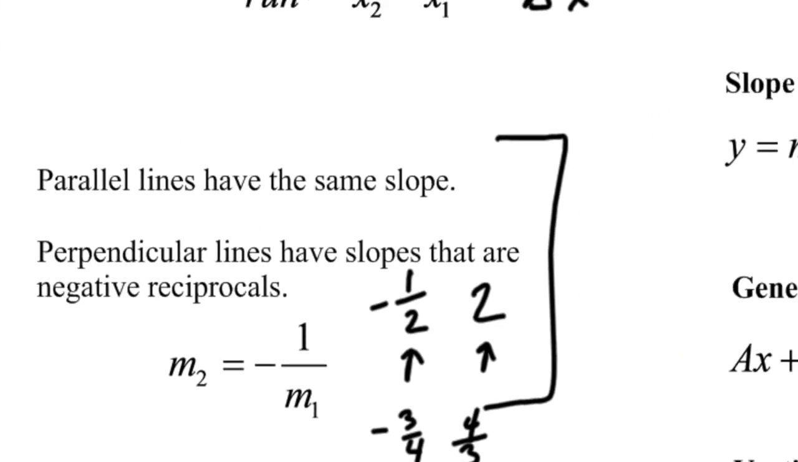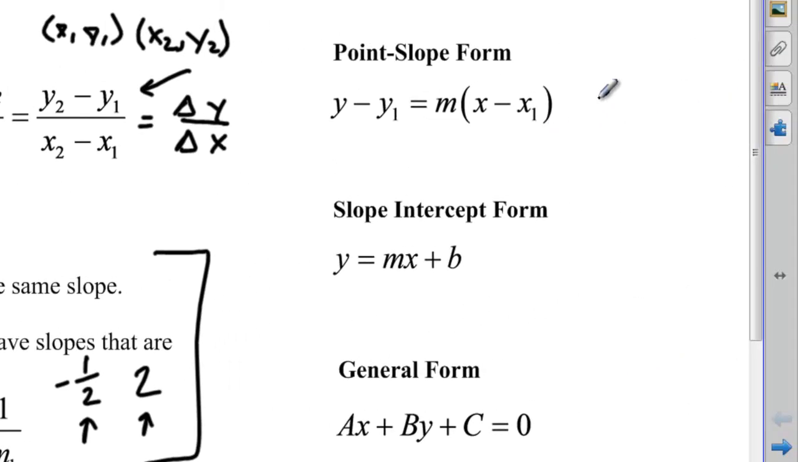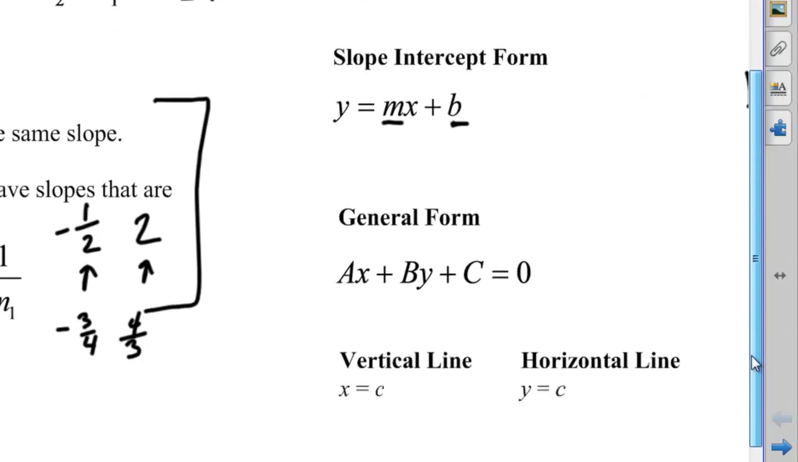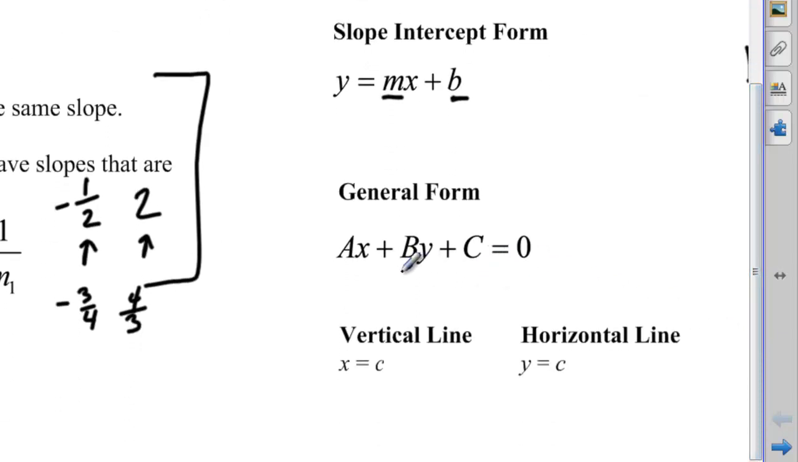In terms of how we label lines, we can use point-slope form, which is helpful if you have a point and the slope, hence point-slope form. Slope-intercept form if you have the slope and the y-intercept. And general form is a little bit trickier, but that's helpful if you have the x and y intercepts. If you have the x and y intercepts, you can kind of plug those in.